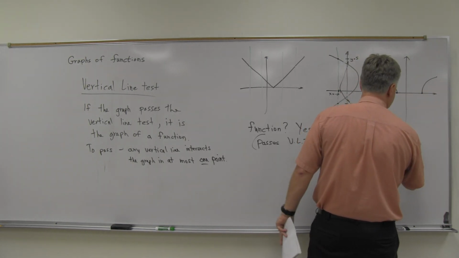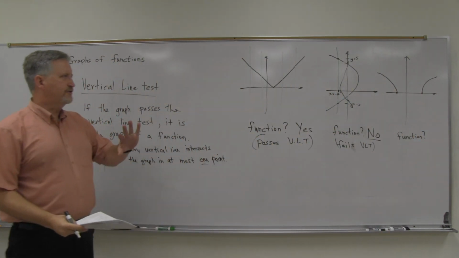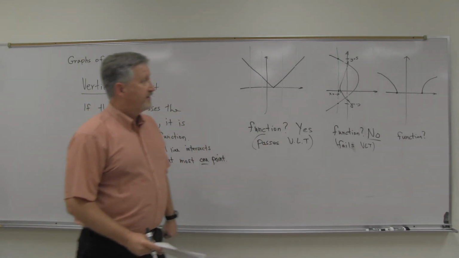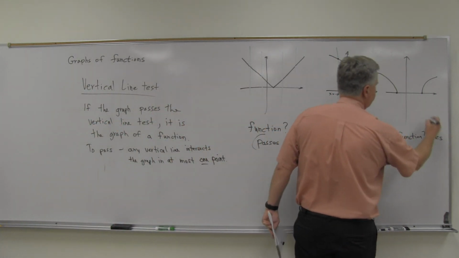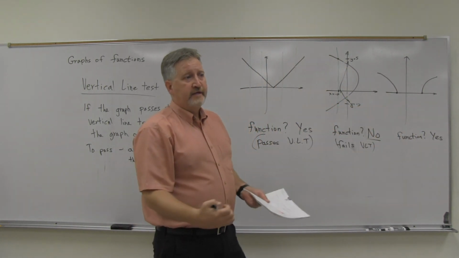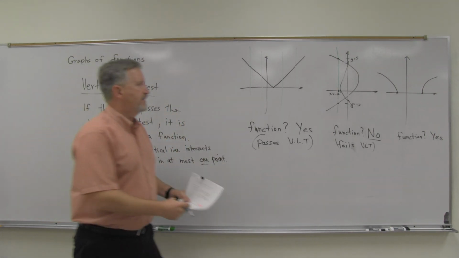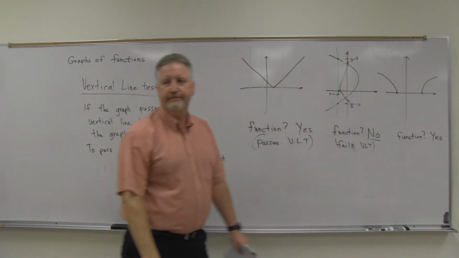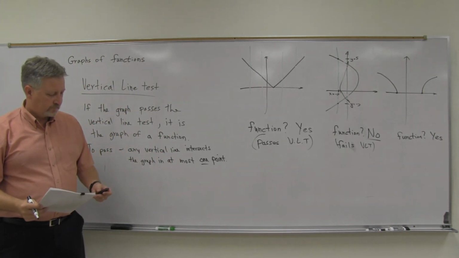One more here. Is this one a function? It's got 2 pieces. Your functions could have more than one piece. Is this one okay? Yes. Vertical lines in the middle wouldn't hit the graph at all, but that's okay. It can hit it in 0 places. It just can't hit it in 2 or more. Any other vertical lines I draw, we're okay. So that one passes. All right? Any questions on that?